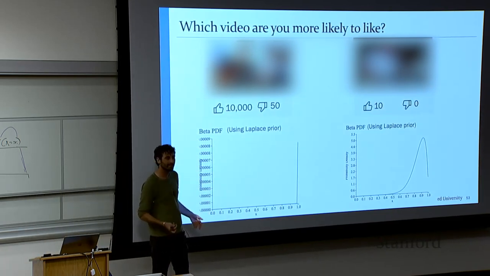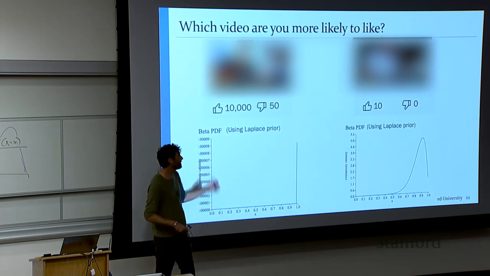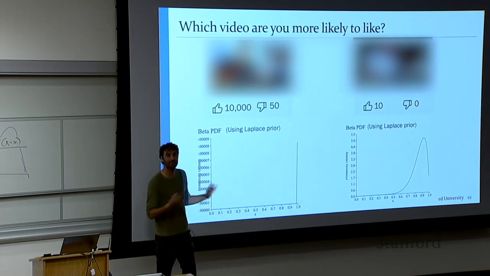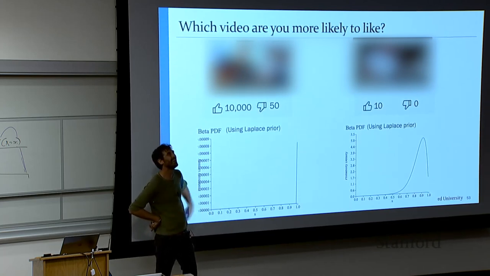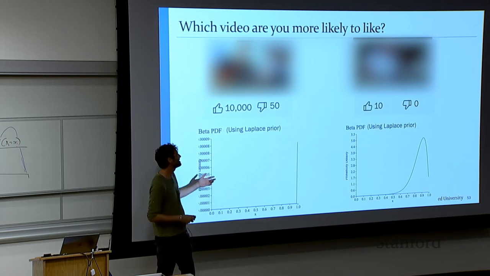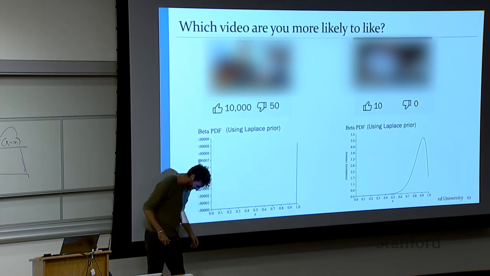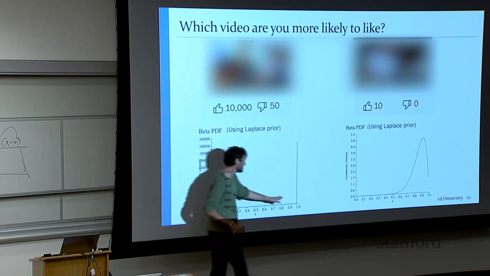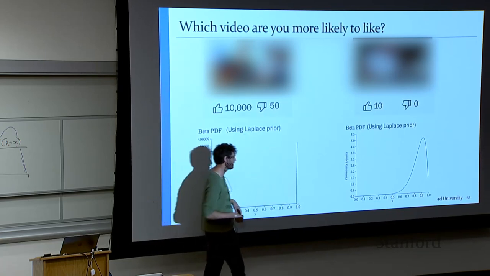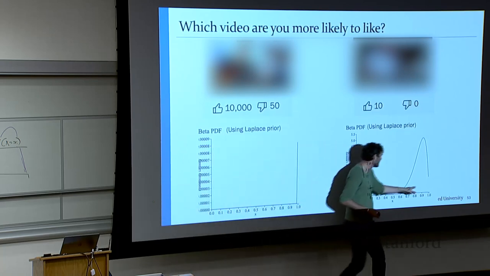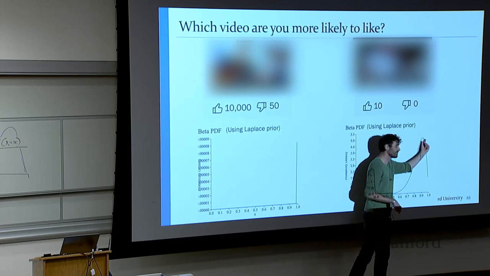You can say, what's the probability that I'll like this? Which video has a greater probability that I like it? Wait. For each video, I can calculate how likely is it that my probability of liking is greater than 0.9? So I could say, this one, it's 100% that my chance of liking is greater than 0.9. And here I can say, it's not 100% that my chance of liking is greater than 0.9. It's just whatever's under this curve.